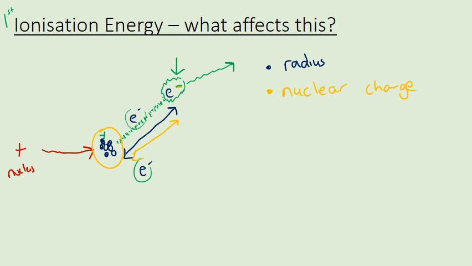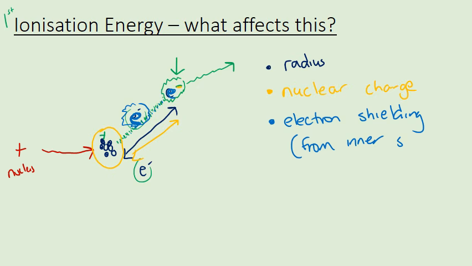And the third and final point to consider, and this is one of the harder ones to understand, I guess, is if we think about this electron here that we're removing, it is attracted to the nucleus, but any electrons that are in between, such as this one, will shield the charge. So this electron here is shielding the charge. So we get electron shielding, and that's going to be from the inner shells. So any shells that are inside.